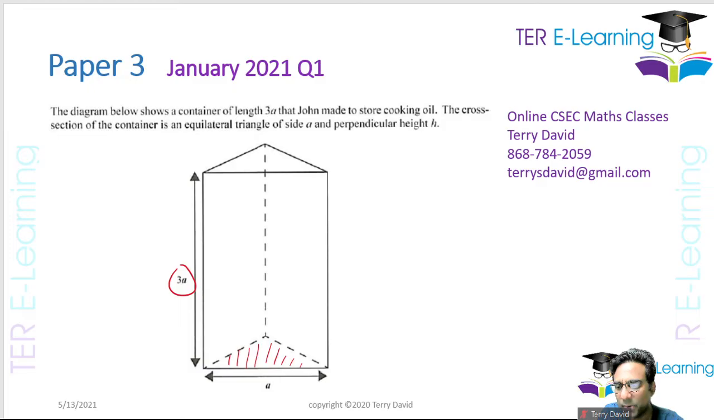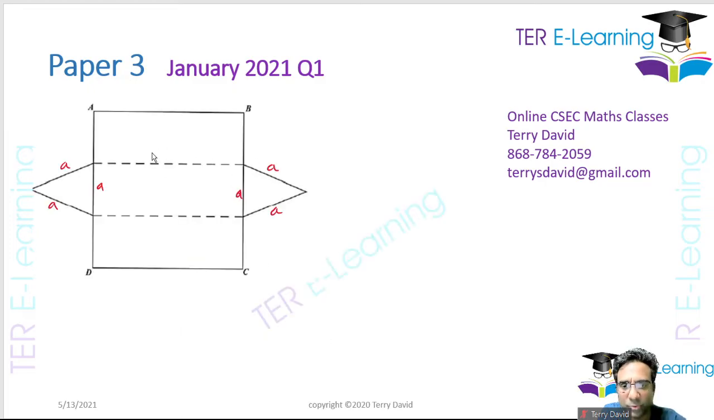So let's go back to our diagram here. So this here is supposed to be 3A. This is going to be 3A. All of this is 3A here. This is also 3A. Now this length here, based on the fact that it is the net of the container, this length has to be A. This length has to be A. This is A, and this is A. So I have all the dimensions here now.